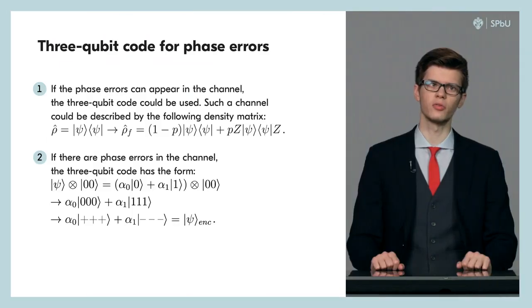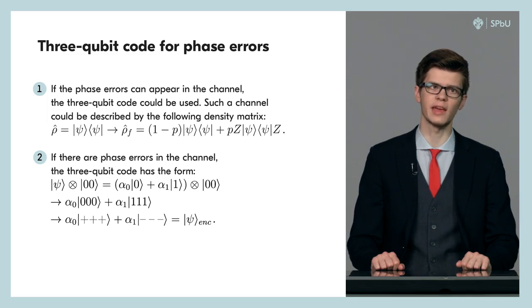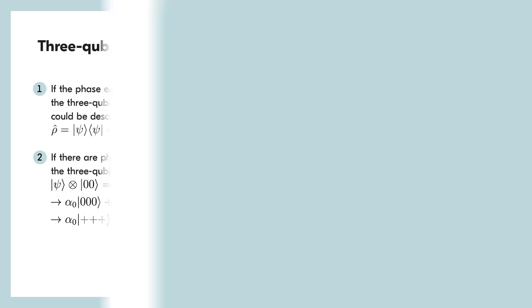Consider now the 3-qubit code for phase errors, which is the action of the Z logical element, that is the sigma 2 Pauli matrix. In this case, the 3-qubit code is formed in the same way. We recall that the action of the Z operator is equivalent to the action of the X operator in the Hadamard basis formed by the plus and minus quantum states. In this case, the action of Z on the state plus gives the state minus, and the action of Z on the state minus gives us the state plus.